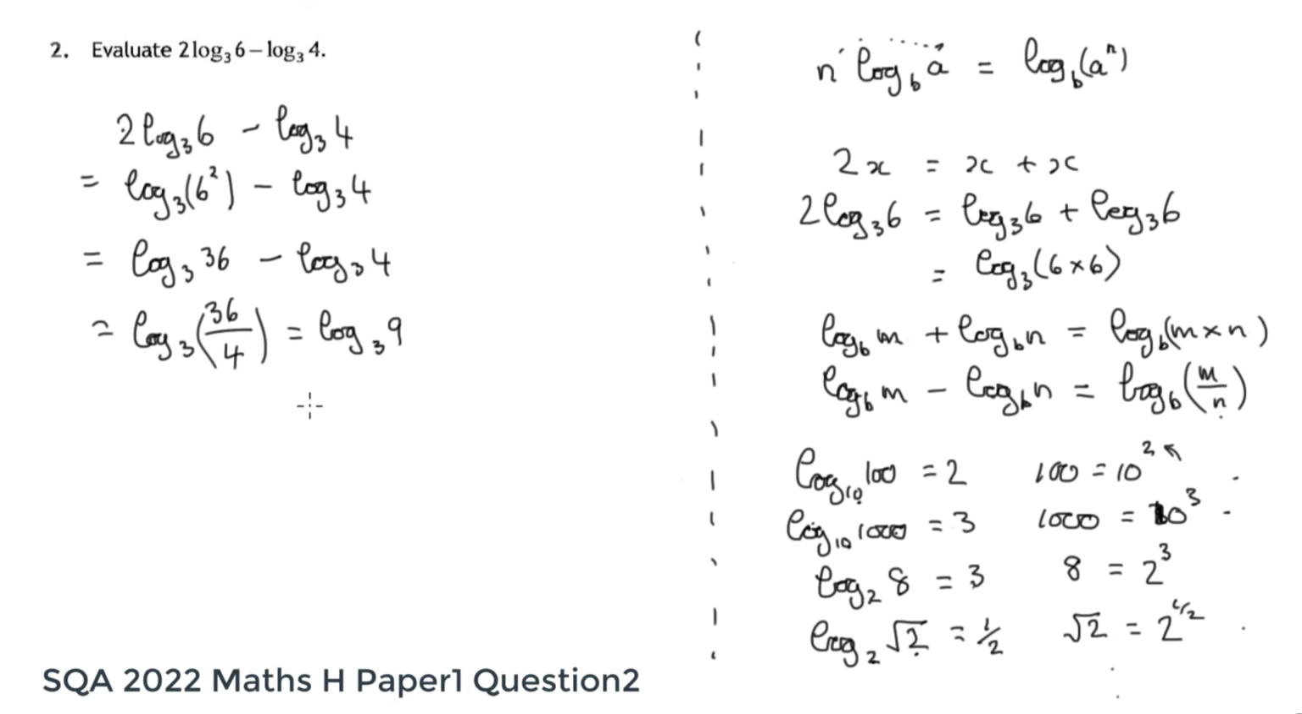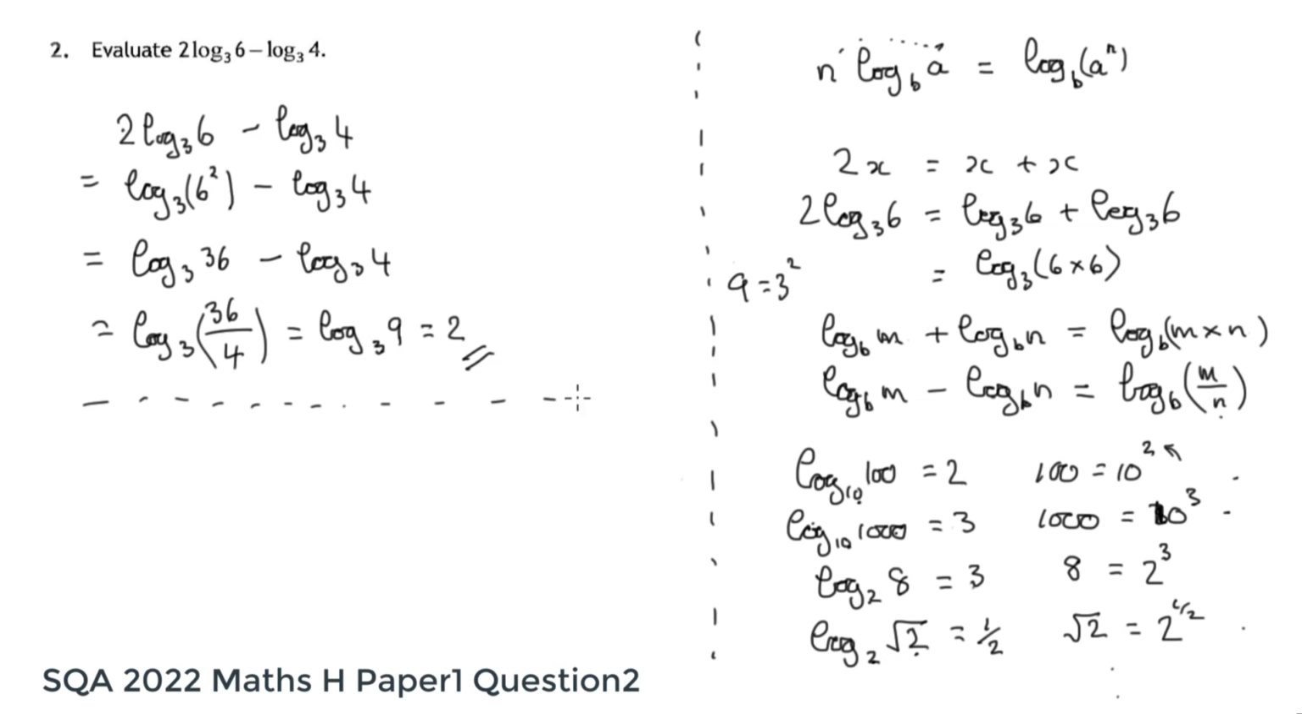And so it goes on. So we can read this as, what power do you raise 3 to get 9? And the answer's 2. And you say, well, why is that? Because 9 is 3 to the power 2. 9 equals 3 squared. So the answer is 2. That's possibly not the only way we can do this.